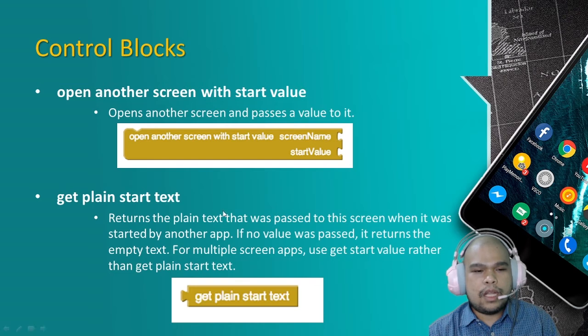Okay? We also have get plain text start. So returns the plain text that was passed to the screen when it was started by another app. So if no value was passed, it returns the empty text field. So for multiple screen apps, use get start value rather than get plain start text. Okay, so yung kanina, you're passing down a value. Dito naman, you're passing down text, no?